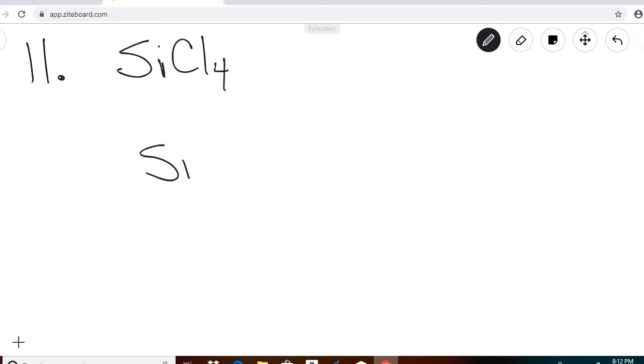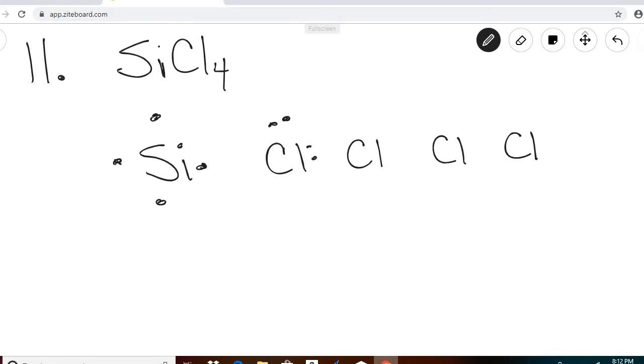Okay, so silicon is in group 4A, so it has 4 valence electrons. And then we have 4 chlorines. And chlorine is in group 7A, so it has 7 valence electrons.